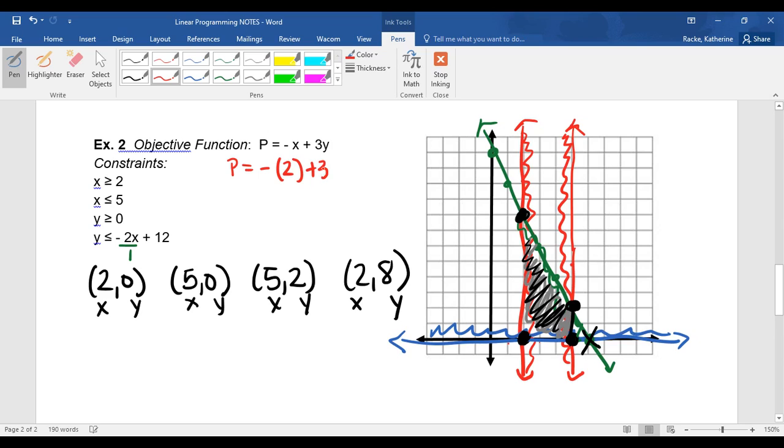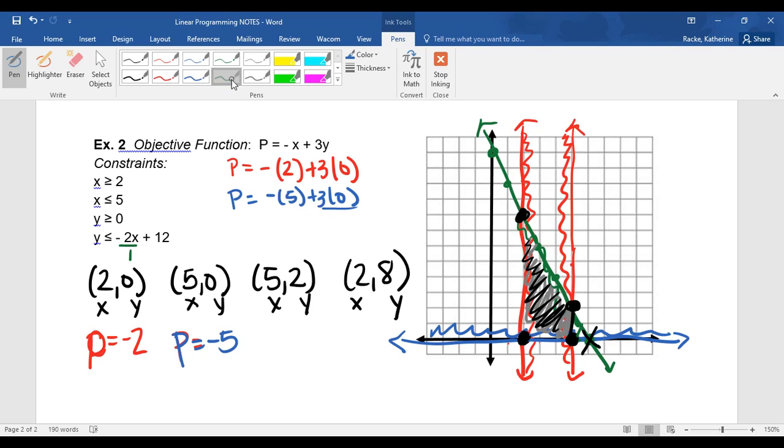So 2 plus 3 times 0. 3 times 0 is 0. We have a negative in front, so this is going to give me a negative 2. And then I'm going to plug in, sorry, this should be p now. So now I'm plugging in 5, 0. And that gives me 0 again right here, and then negative 5 for my answer.